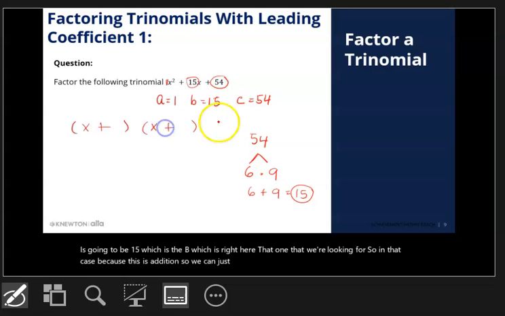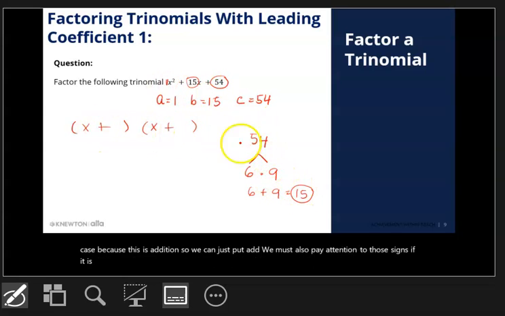We must also pay attention to those signs. If it is addition, we can just put addition there, and then just put the two numbers that we thought of that would multiply to 54 and add up to 15, which is the b.